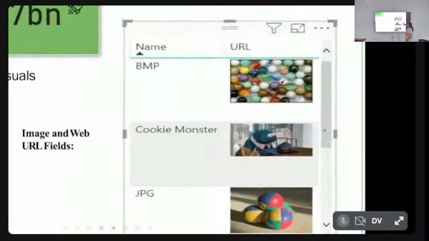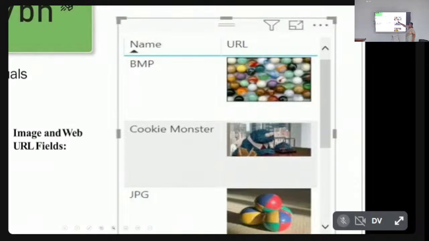So what is this one? This is a bitmap image, right? These are cookies. This is a JPG file. You are putting them into different clusters. These come into a similar cluster because these are images. Clear?